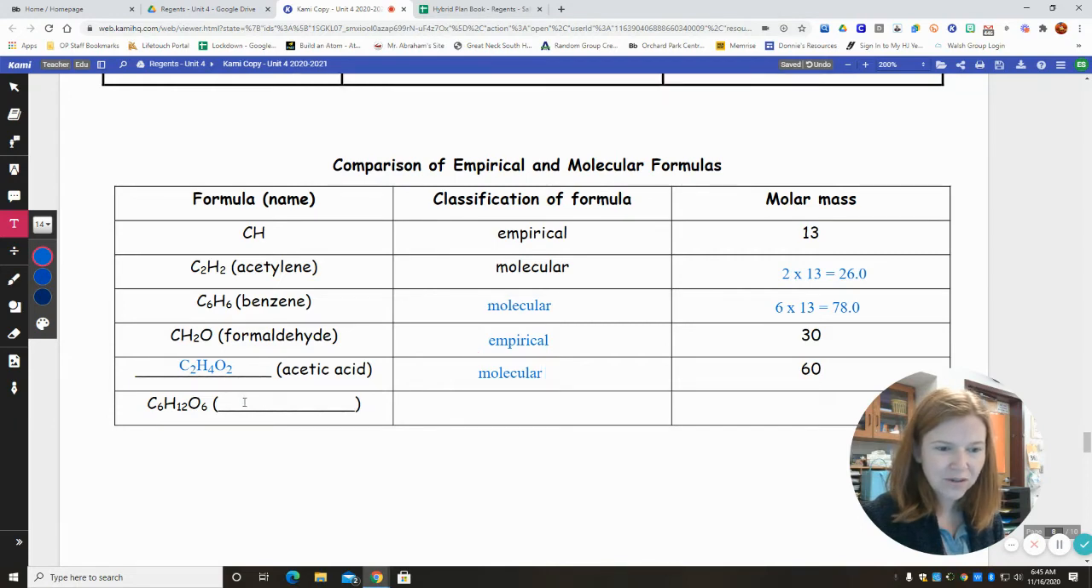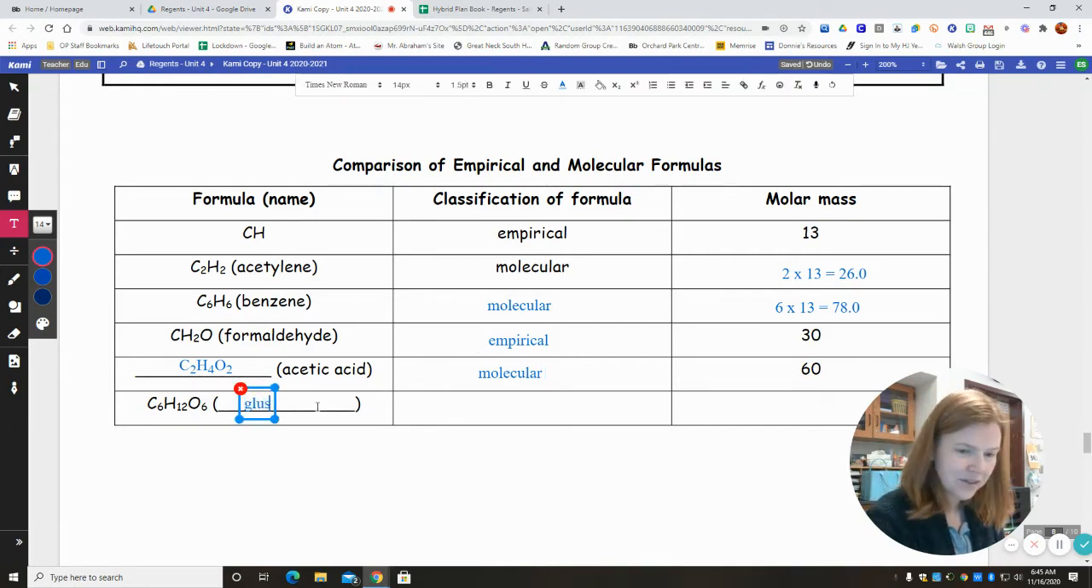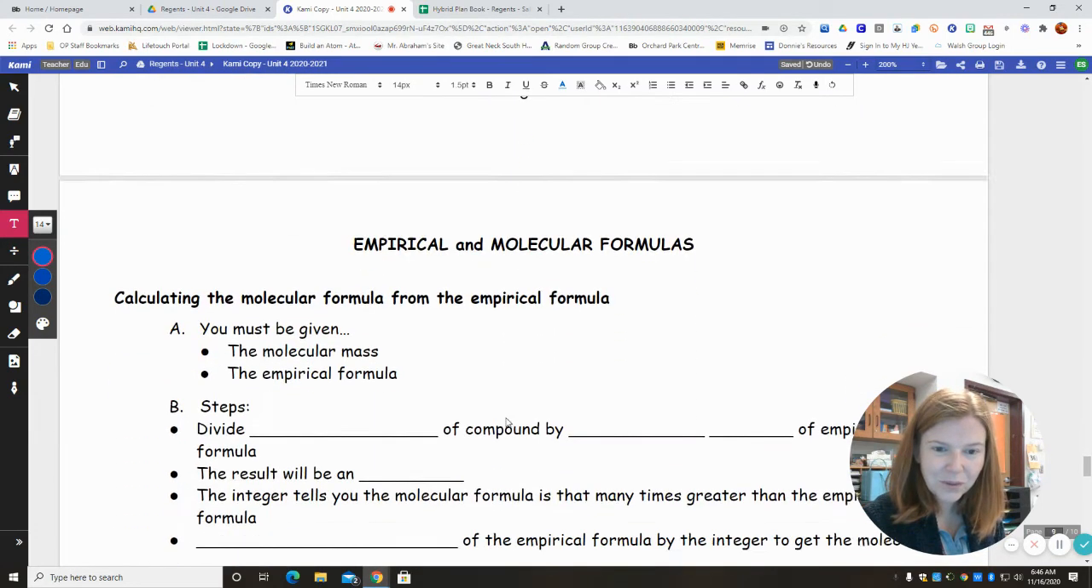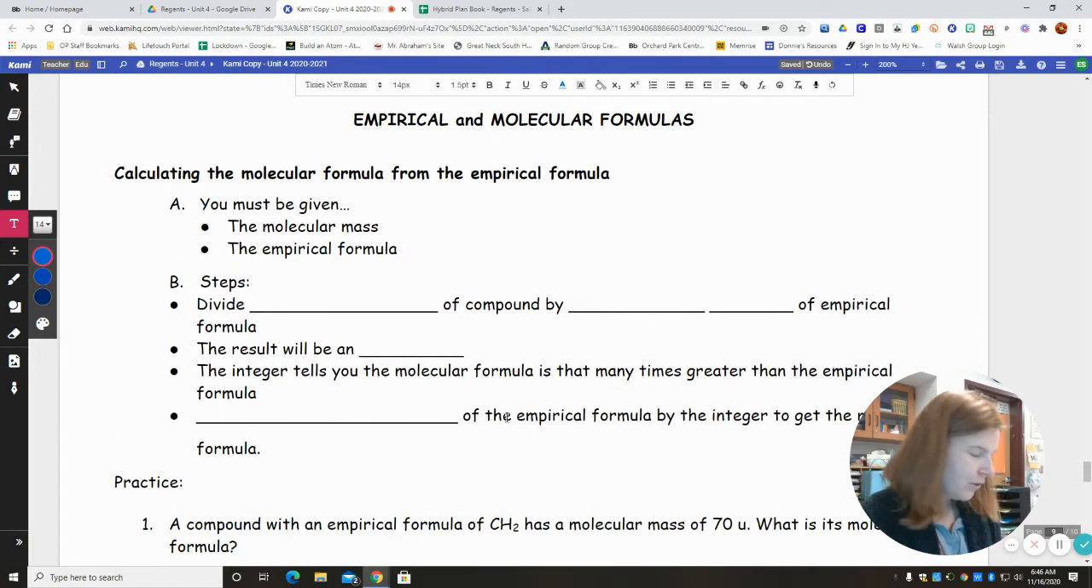And then C6H12O6, we've seen this a few times at this point. This is glucose. It is obviously molecular. You can reduce it down further. It is 6 times the amount of our formaldehyde. So 6 times 30 is 180.0. Technically, molar masses should always go to the tenth place, right? So that is the difference between empirical and molecular. So we're going to do some practice problems.